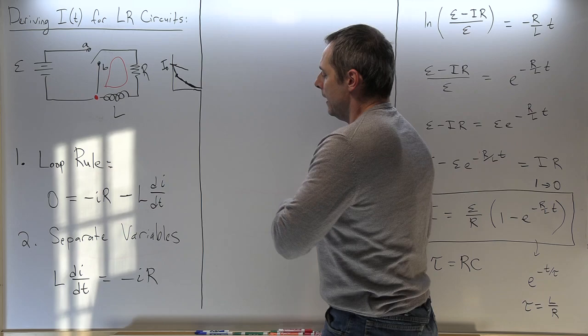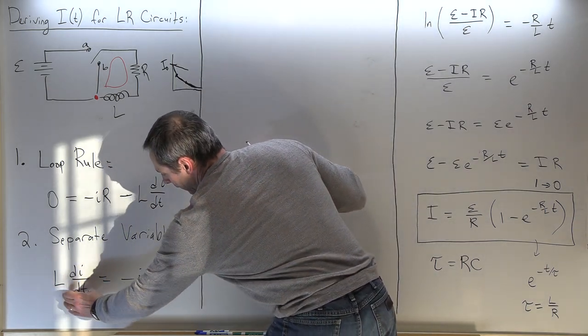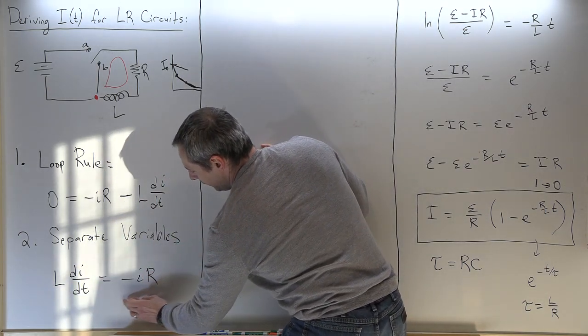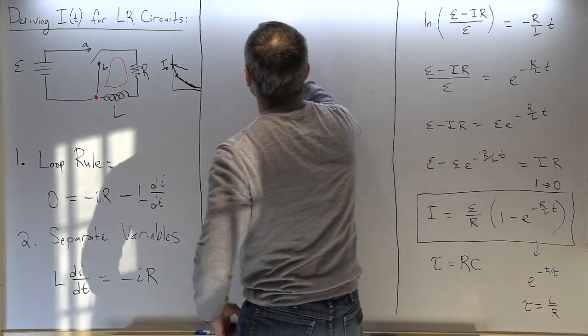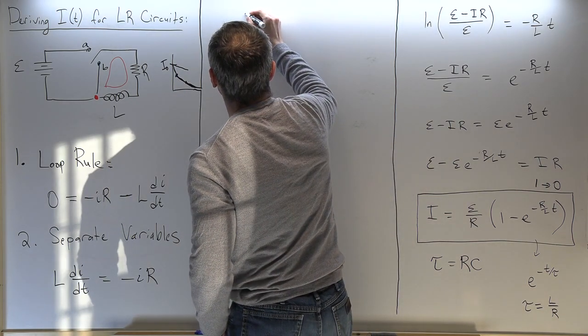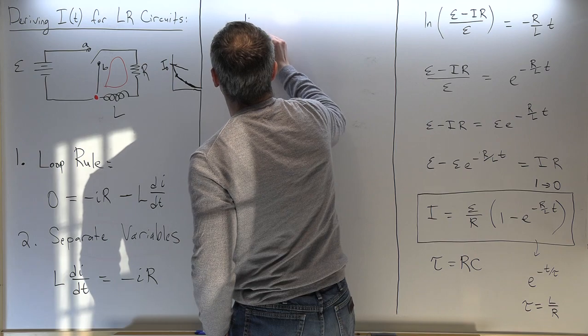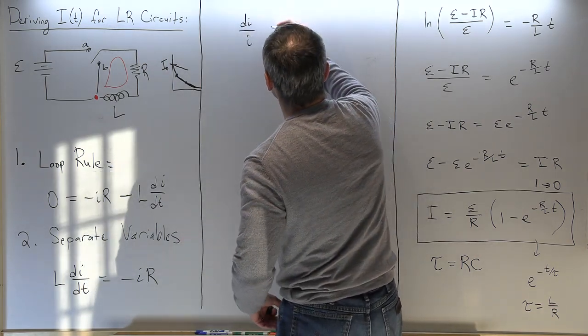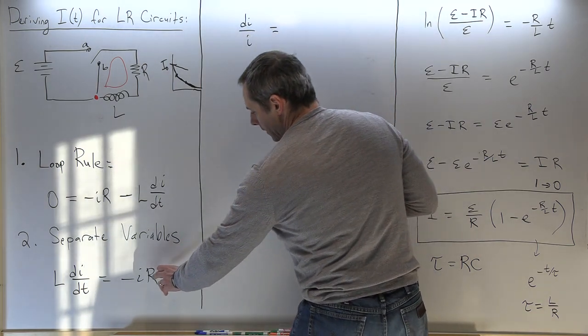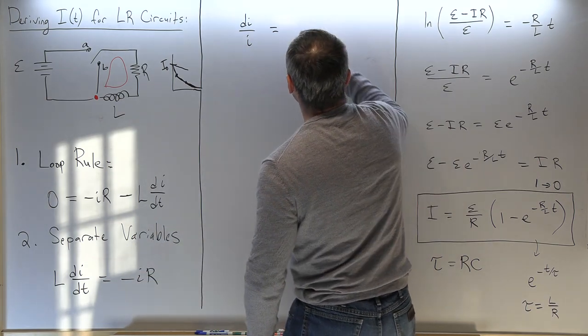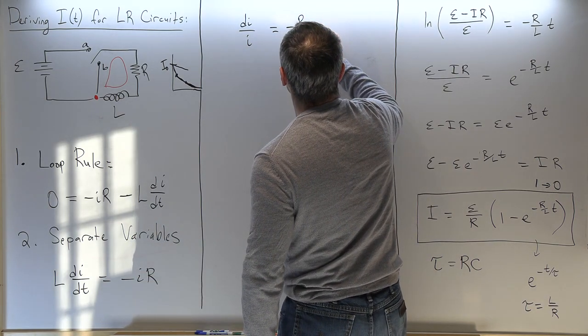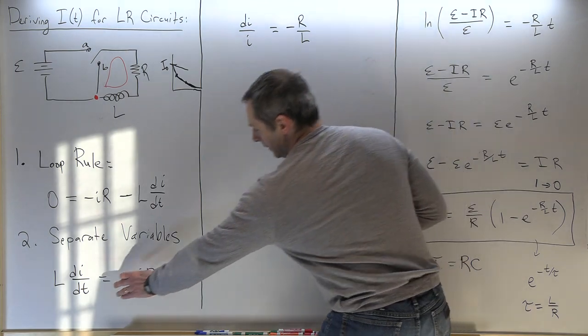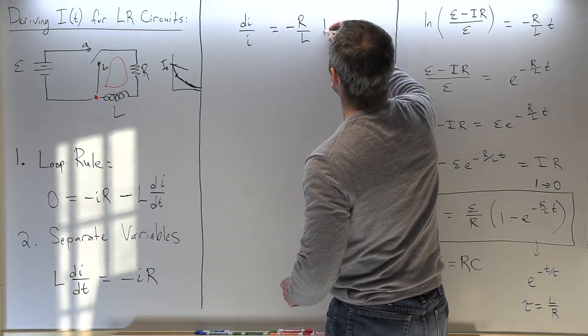All right, so what I'm going to do is move the L and the dt to the other side and then divide both sides by the I. So that leaves me on this side di over I. And then on the other side, minus R over L and the dt also.